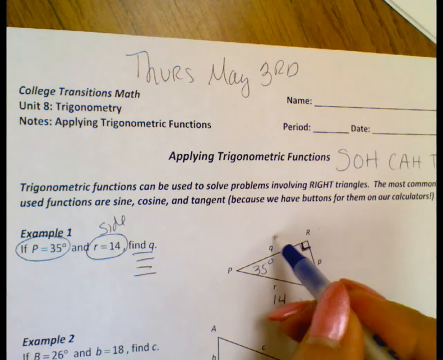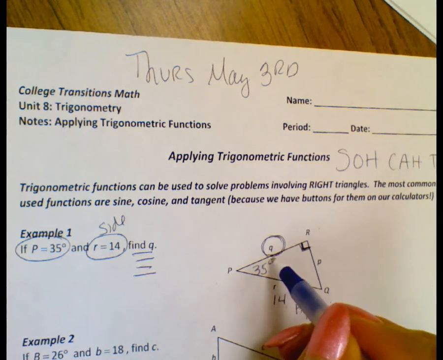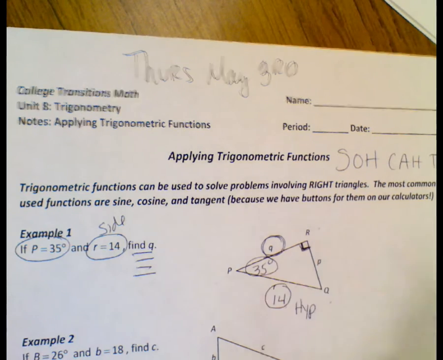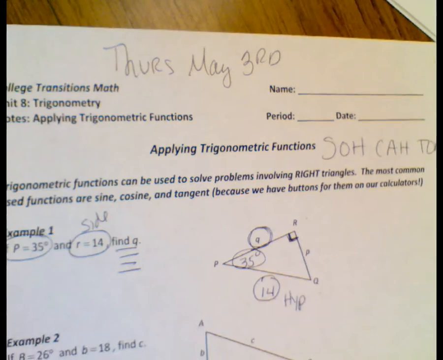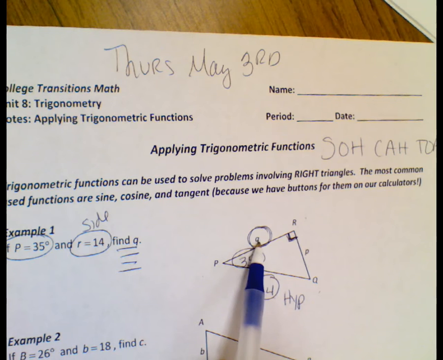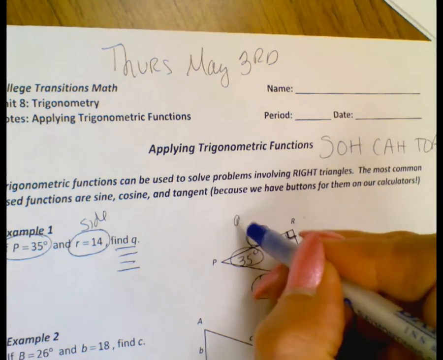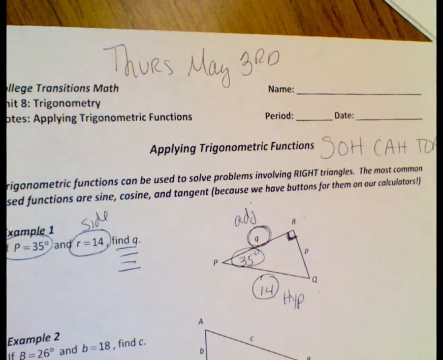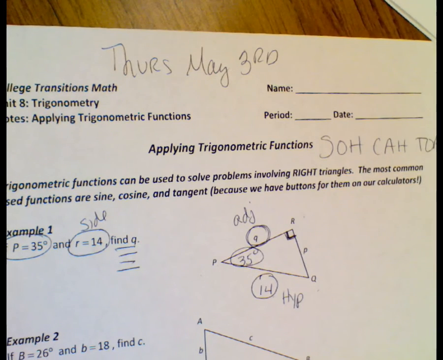See this Q right here? I want you to circle this. We're finding this. We were given this, and we were given this. So we are given these two things right here, and of course the 90, but we don't even use the 90. So we're given this angle, this hypotenuse, and they're asking us for this side. So according to 35, is this side Q the adjacent side or the opposite side of 35? Hopefully you're saying the adjacent side. So that means we are using cosine.